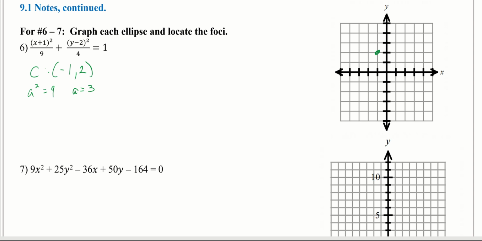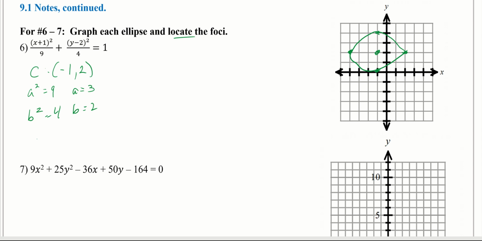So 1, 2, 3. We know that because it's under the x. Your b squared is going to be 4, so b is equal to 2. So up 2, down 2. That's our ellipse there. And then it says locate the foci.